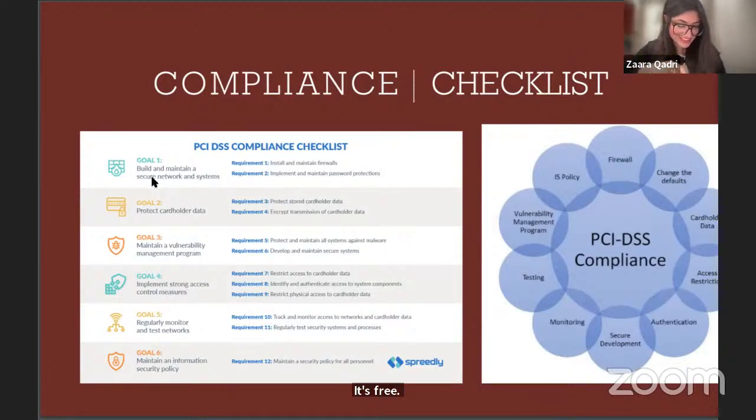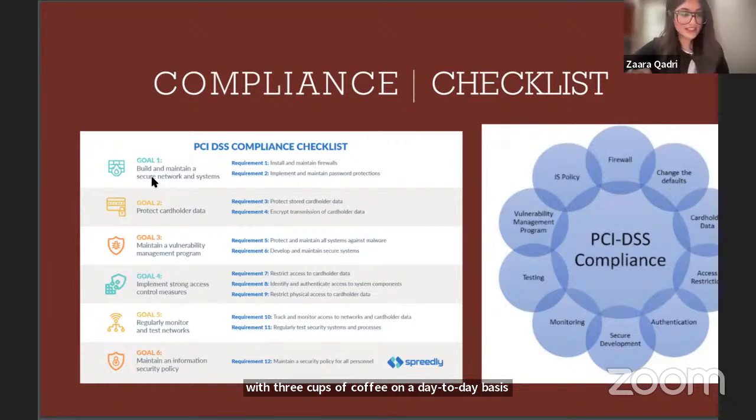Well, I have a funny joke about that. They say the best defense is a good offense, but in security, the best defense is a lot of really, really well written policies and coffee. You will always see someone sitting at their computer in the office with 3 cups of coffee on a day-to-day basis. All right, let's move to the next one.